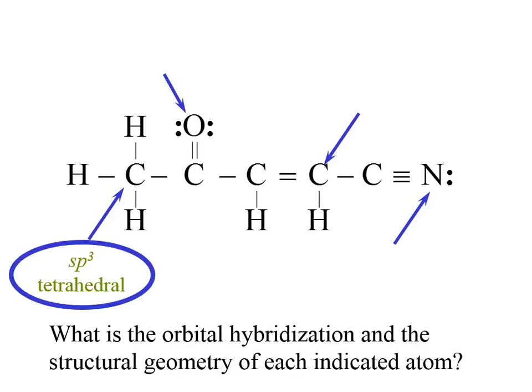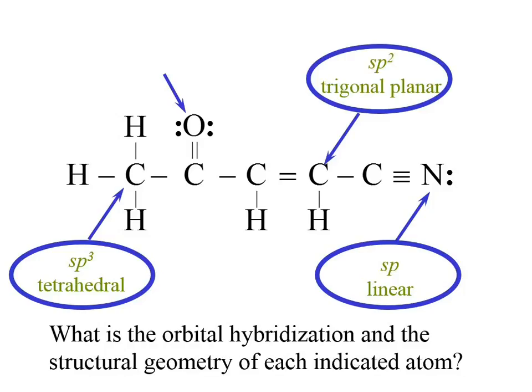Then going on to this nitrogen, how many sigma bonds? 1 sigma bond. How many pairs of lone pair electrons? 1. So 1 plus 1, we got 2 going on. So what's the hybridization? SP, yep. And what's the shape? Linear, very good. Then on up to this carbon, how many sigma bonds? 3. Lone pair electrons? It's like we're keeping score here. None. So what's its hybridization? SP2, and then what's its shape? Trigonal planar, very good.